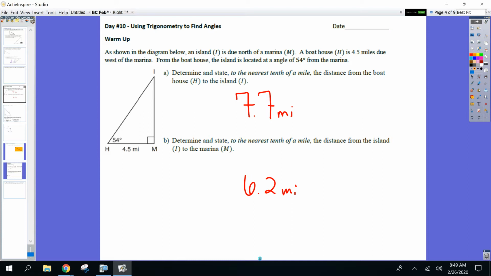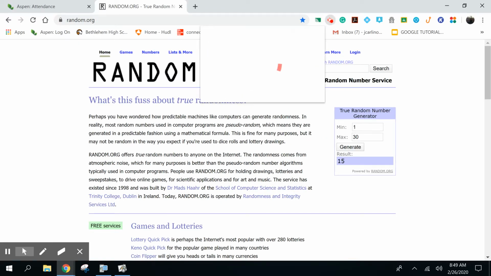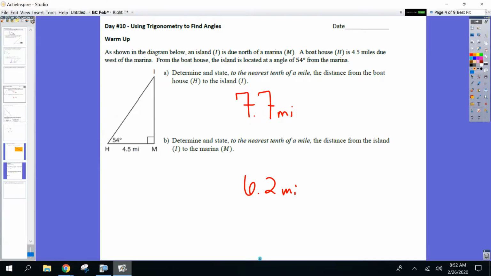This is where we've done basic stuff we've done all week. How am I going to change this up today? You look through your entire packet through this week. Every single sine, cosine, tangent problem I've asked you to do, solve for a side, solve for this side, solve for AB, solve for AC. It's always been a side.